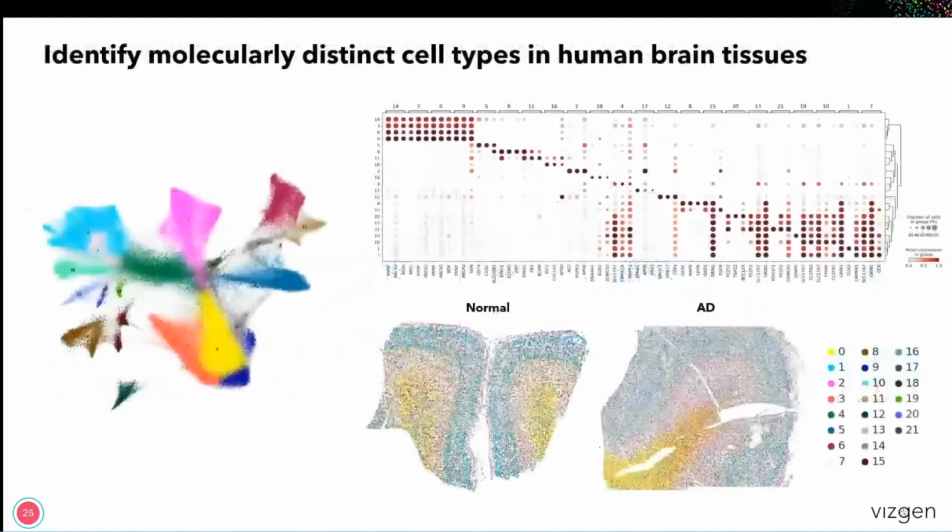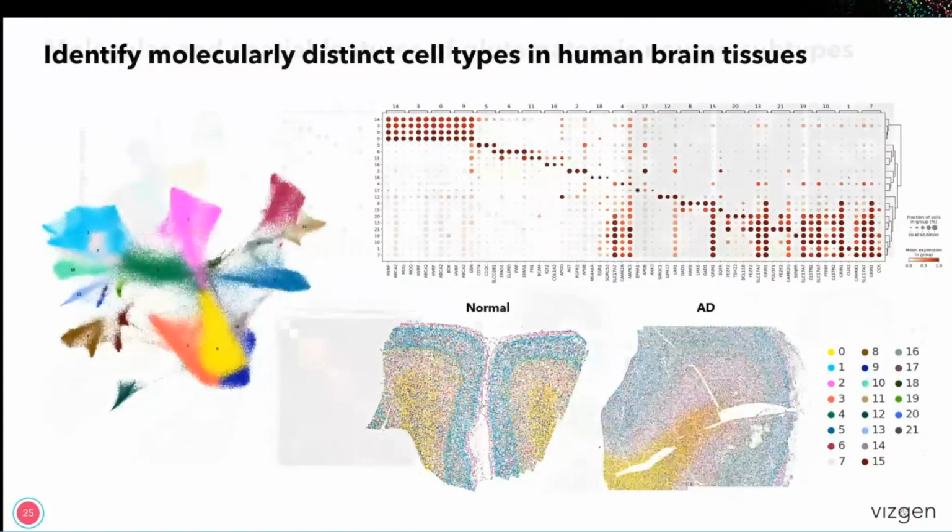Unbiased clustering analysis of the cells from all the samples identified 22 cell clusters with distinct gene expression profiles. The spatial distribution of these cells clearly illustrated the anatomic structure of the human cortex, such as different cortical layers, gray matter, and white matter.